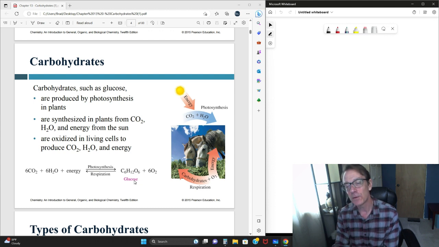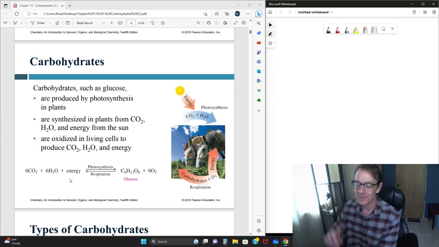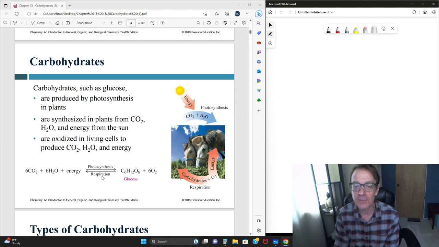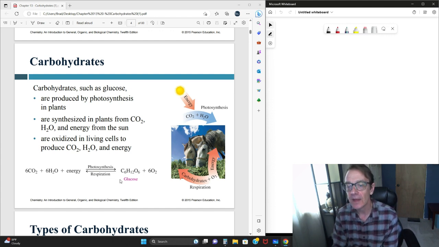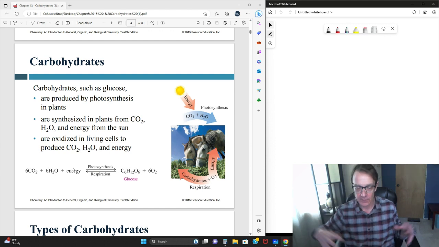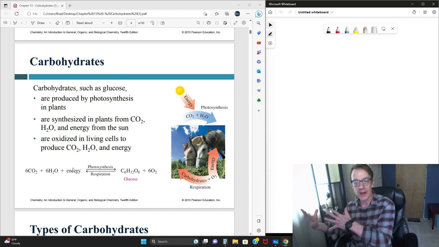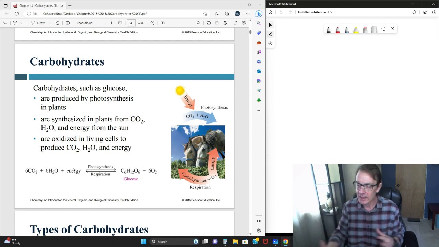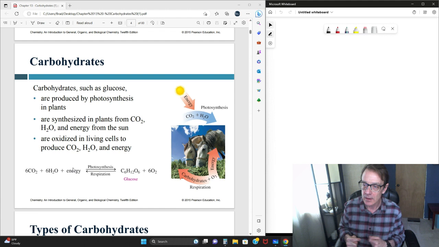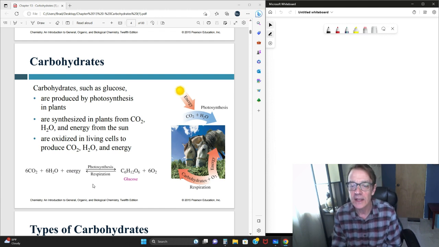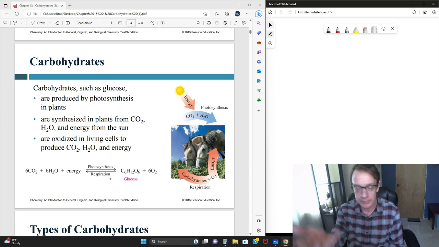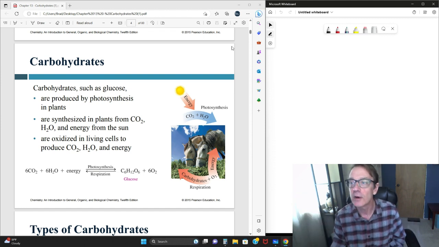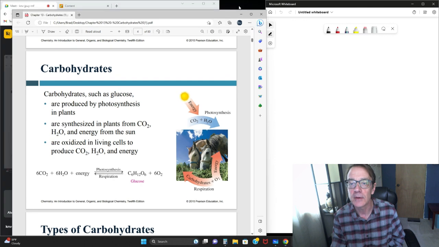And notice if we run this thing backwards, and it says respiration on the slide, that should look familiar. Okay, it's combustion, right? So kind of the opposite of photosynthesis, making carbohydrates. No surprise if you're breaking down organic molecules like we studied in combustion. Respiration is just a special form of combustion.